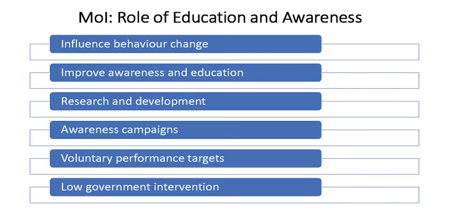There's also matters around the role of education in this case. Education influences behavior change. It also improves awareness. Then it also involves research and development, and it also involves voluntary performance targets. And of course, it requires government interventions. We need to sponsor, we need to finance educational campaigns.